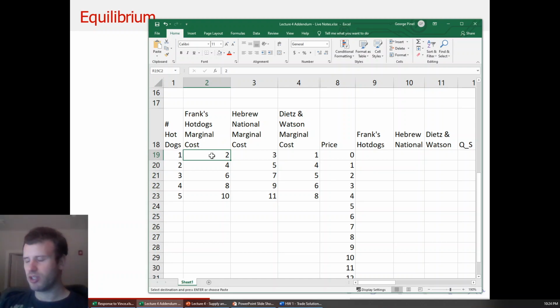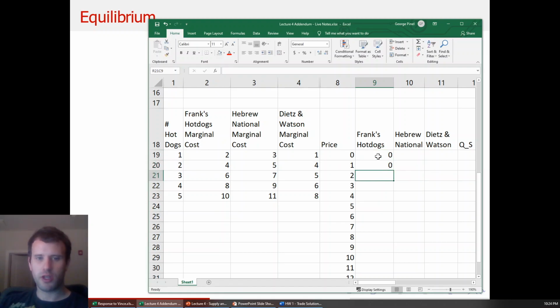Let's just say that Frank is not going to produce unless the marginal cost is lower than his price. He's not going to make the second hot dog unless it makes sense for him to make it, and for it to make sense, he has to get more money back than he paid. The money he gets back is his price, because he's selling the hot dog, and the money he pays is marginal cost. So for a price of 0, he's not going to want to make any hot dogs.